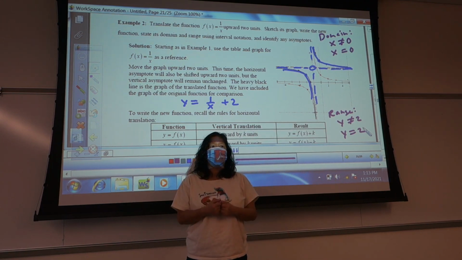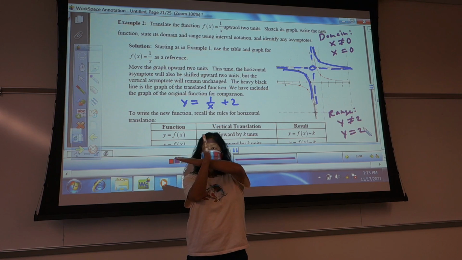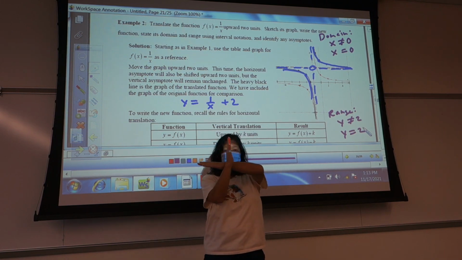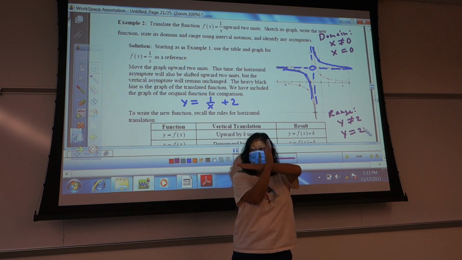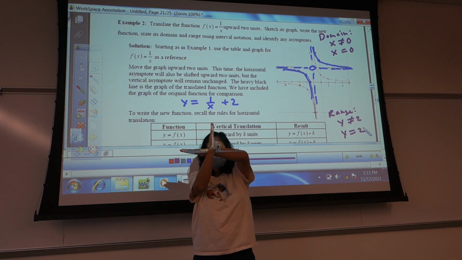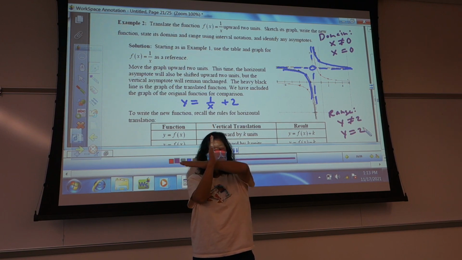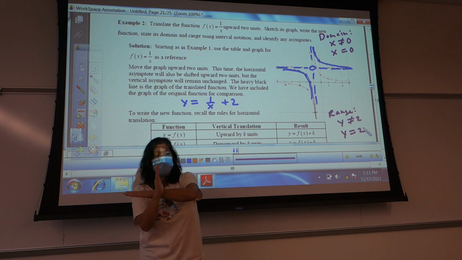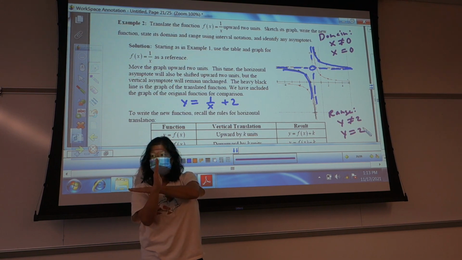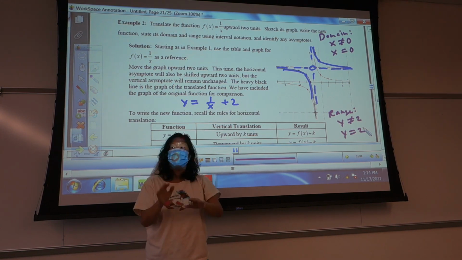Everybody look at me. Here's my graph. If I shift it right 2, what happens to my asymptote? It shifts right 2. If I shift it up 2, what happens to my asymptotes? It moves up 2. Is everybody on board with me? If I shift it back one and down 2, this asymptote goes back one, this asymptote goes down two. Everybody on board with that part? That's what we're saying.